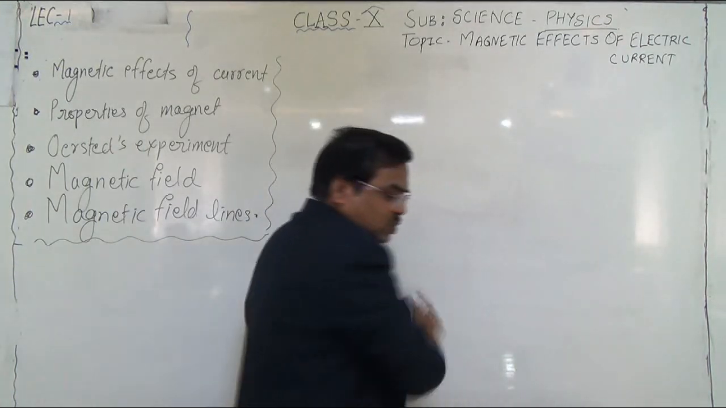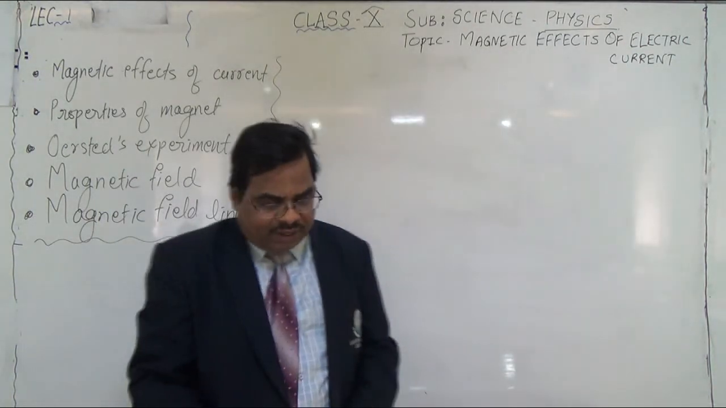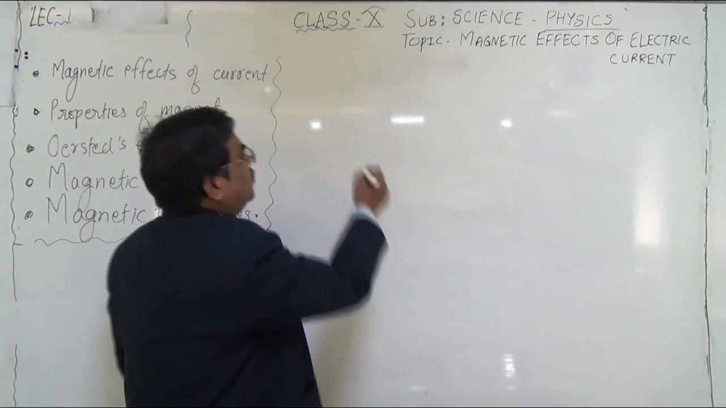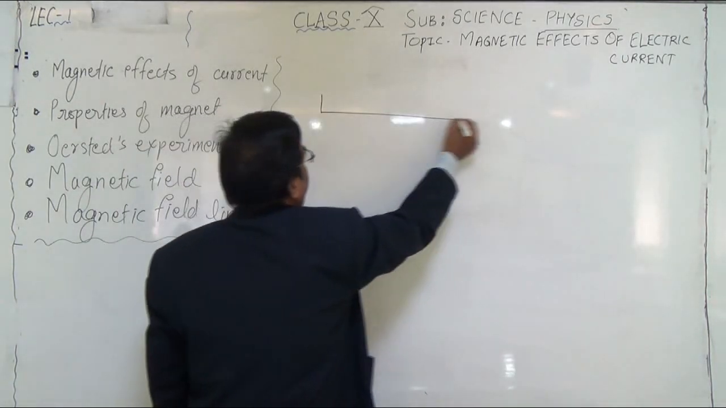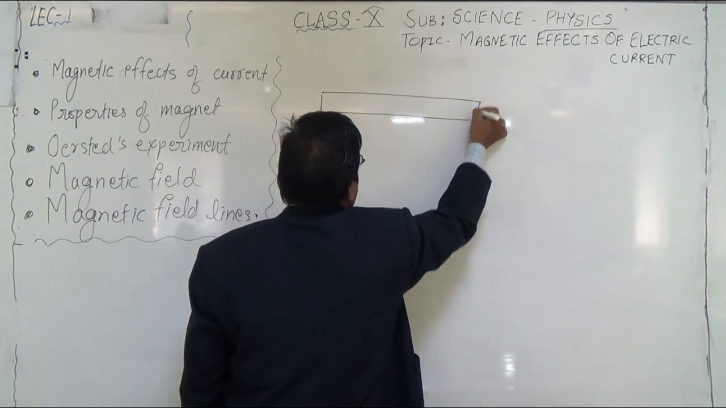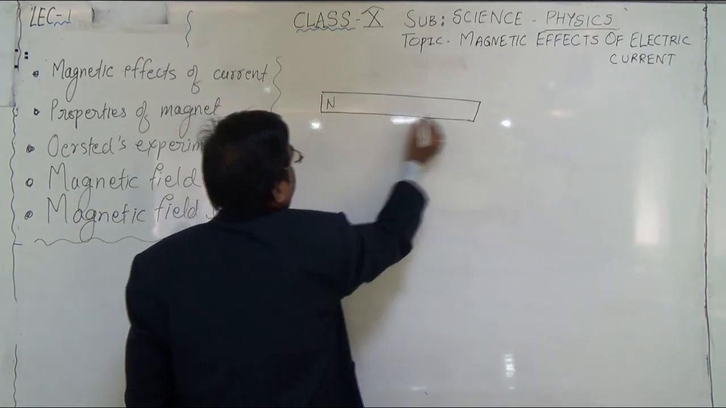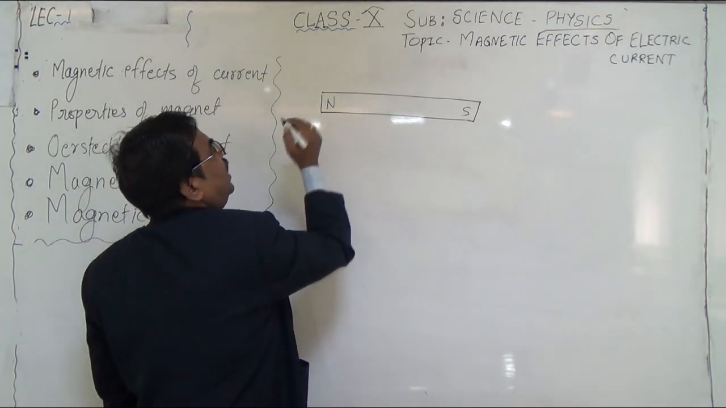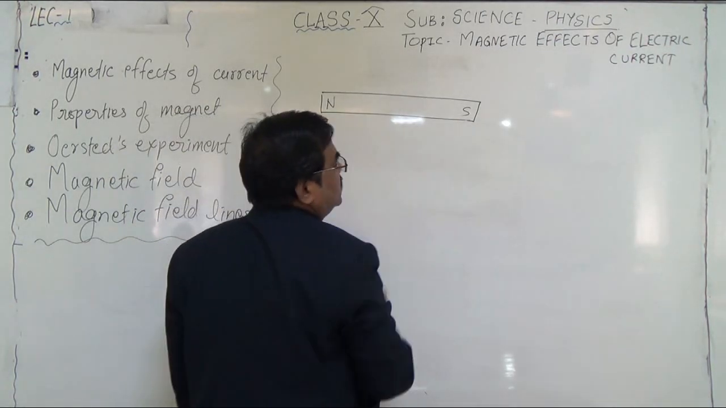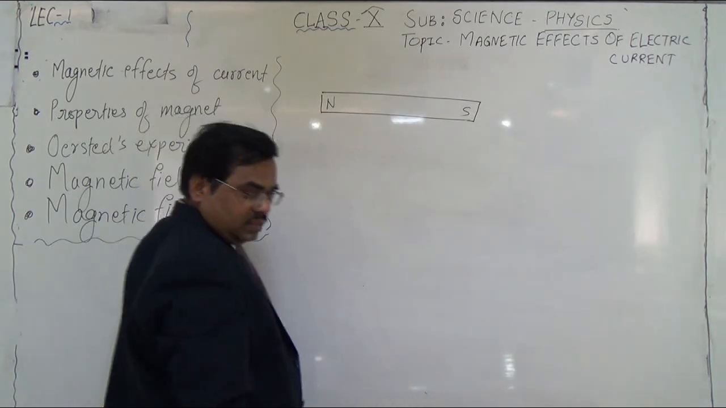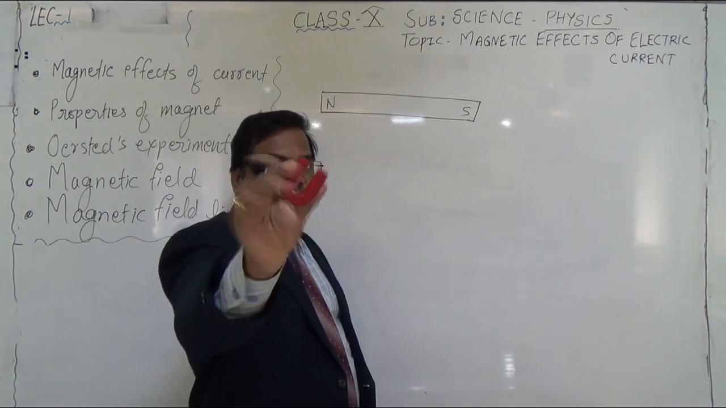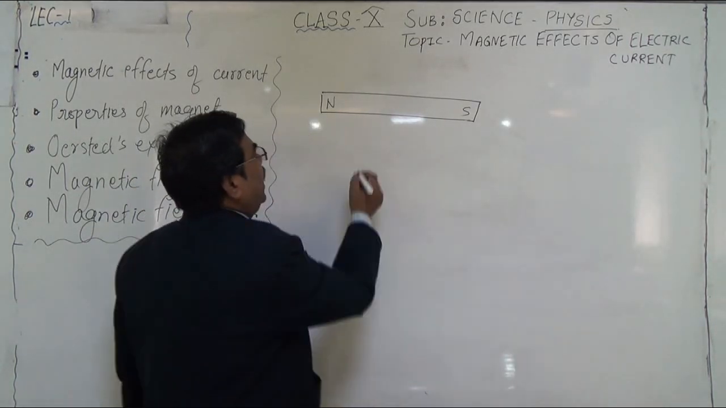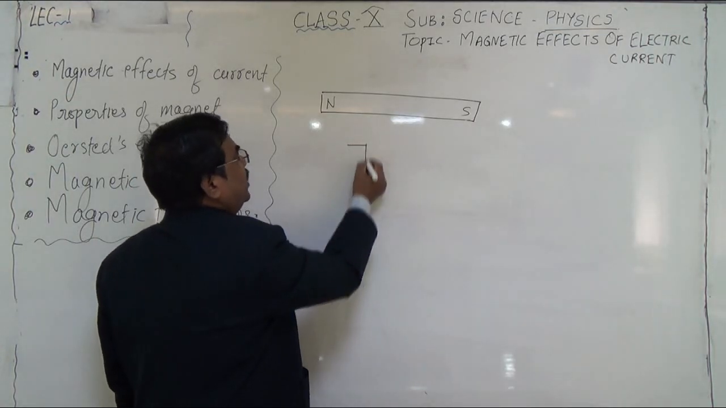There are so many other kinds of magnets you must know. This is a bar magnet. A bar magnet will have one side north pole, other side south pole. Then this kind of magnet which I have used is known as a U-shaped magnet.